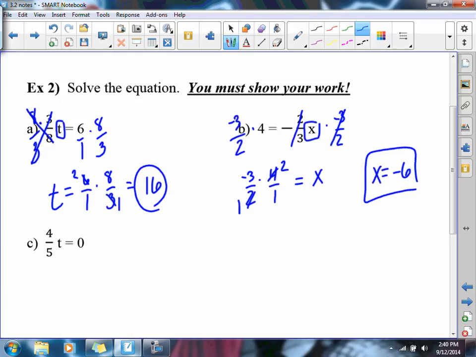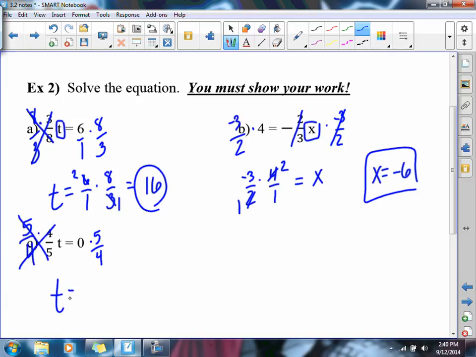Now, part C, we really don't have to do the math here. Hopefully you know this. 4/5 of something is 0. 4/5 times t is 0. Hopefully you know that if the answer is 0, t is going to be 0. Okay, so we should be able to work through this one mentally, but we can still use our proper algebra here. We can do the inverse operation. Instead of dividing by 4/5, I'm going to multiply by the reciprocal. I'm going to multiply by 5 over 4, and that's going to cancel out everything there.